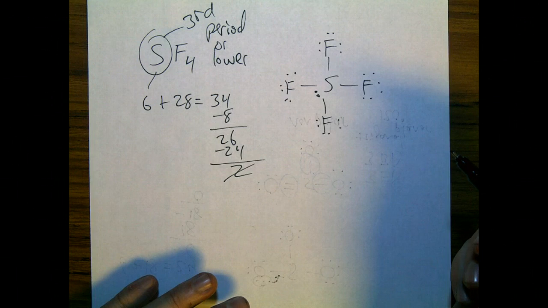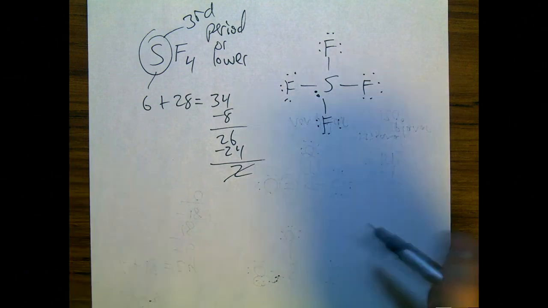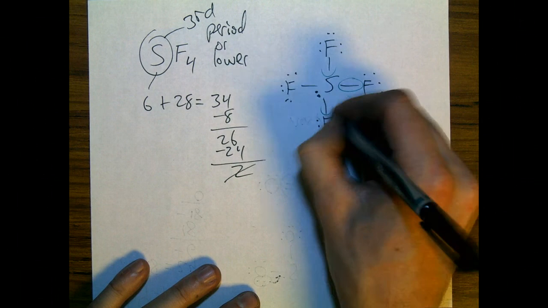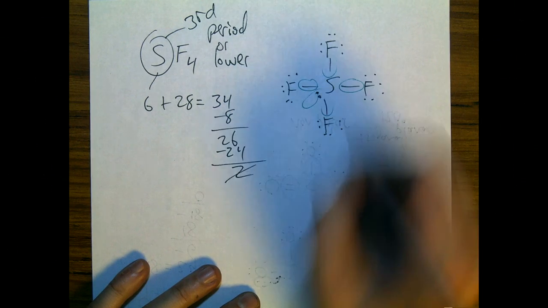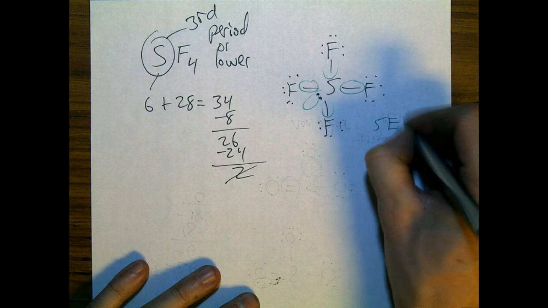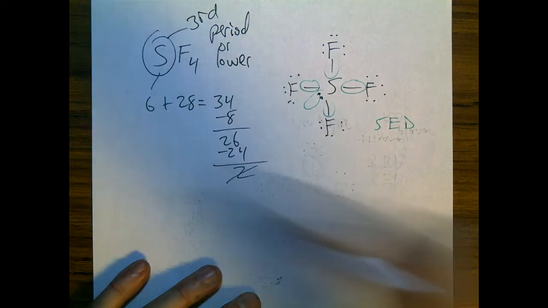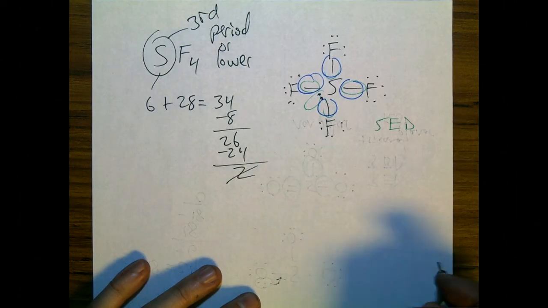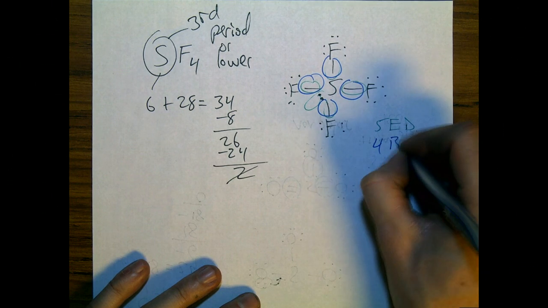And now I got to count out the electron domains and bonding domains. Number of electron domains, here's 1, here's another, here's another, here's another, there's another. That pair by itself counts. So I have a total of 5 electron domains. Now I got to count the bonding domains. 1, 2, 3, 4. I have 4 bonding domains.